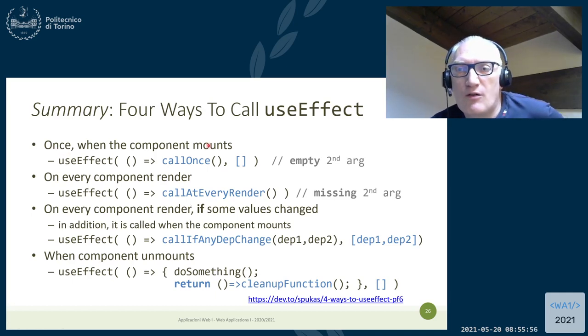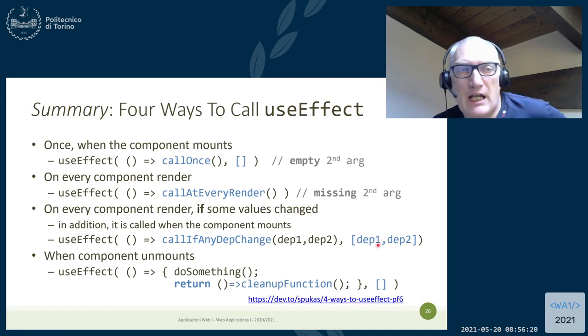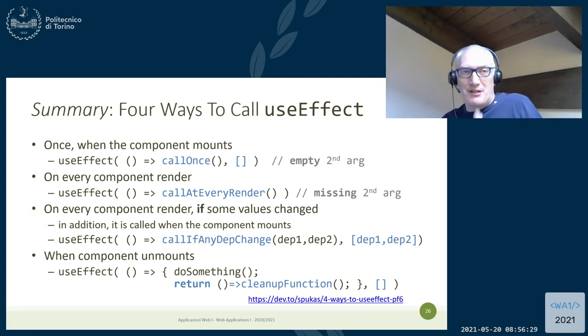Only once when the component mounts, we set an empty dependency list. At every component render, we just omit it, we don't specify any dependency list. So there's a big difference between these two, of course. At every render, if some dependencies have changed, which is the normal form. Normally, we should use this format because it's the one that works during the renders of the components.